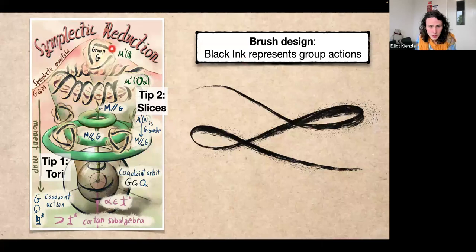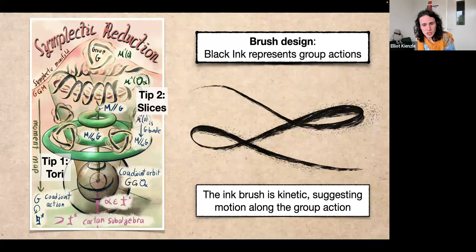You see it up here going on, you see it around here, spinning around, and we see it at the bottom. Now, everywhere in the picture, this black ink represents the group action. And that tells you, just by looking at it, that whatever is going on up here is the same as whatever is going on down here, even though they're visually separated. And in particular, this brush is a very kinetic brush. It has a lot of motion.